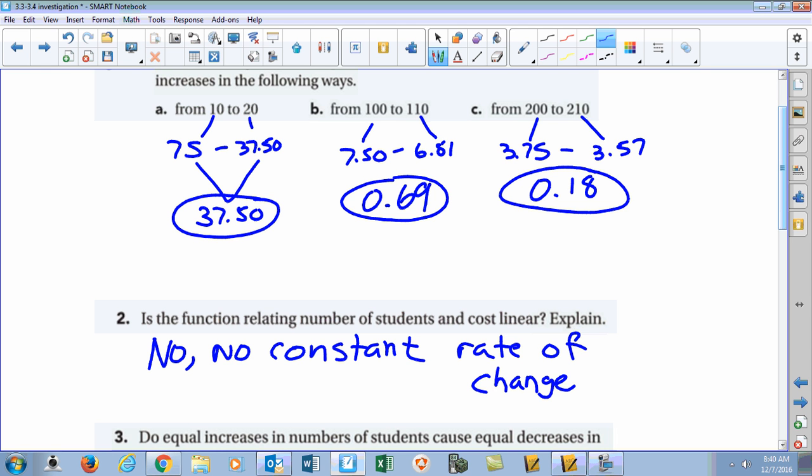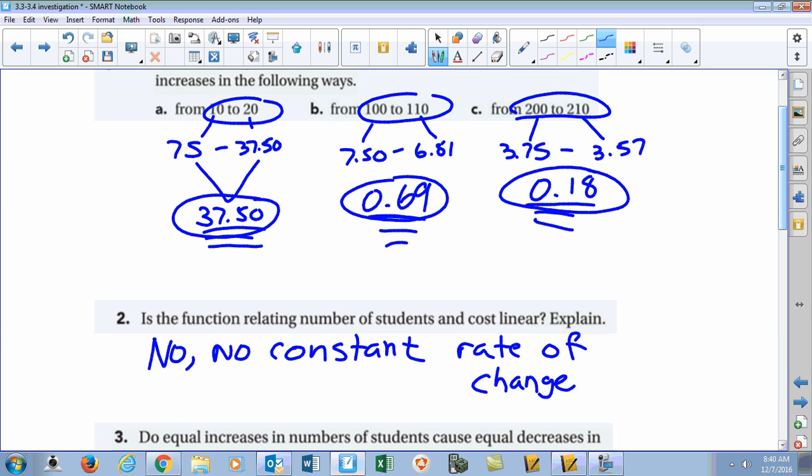So for number 3, obviously, we just answer no, it's not. It didn't say to explain, but you can see it right from here that, as we gave you 3 different groups of increase of 10 students, those costs aren't equal. It's not even close.